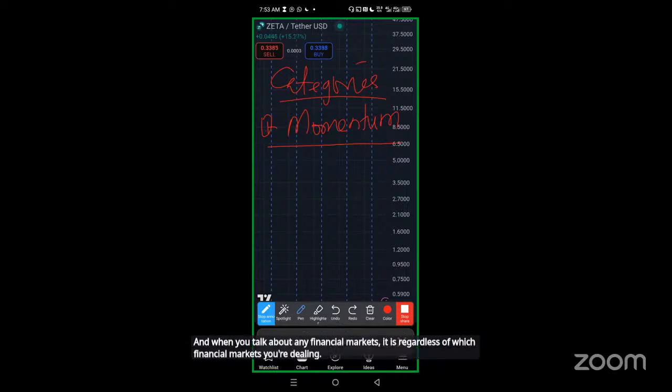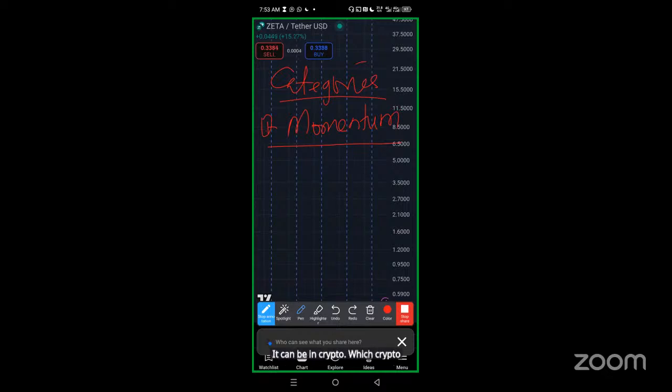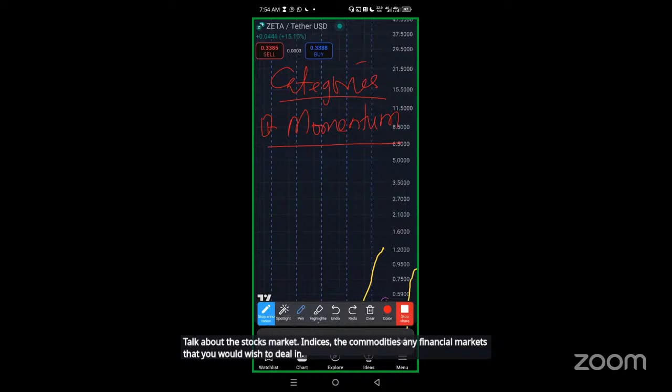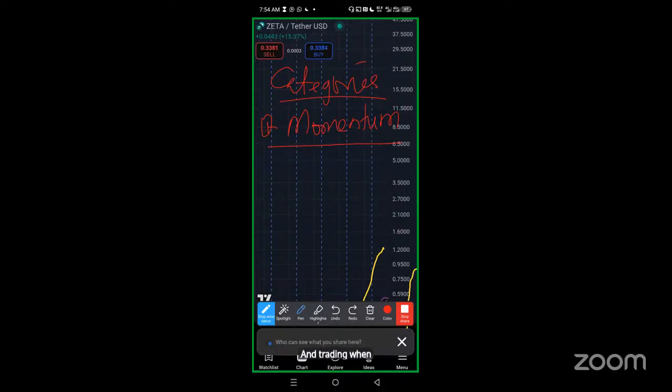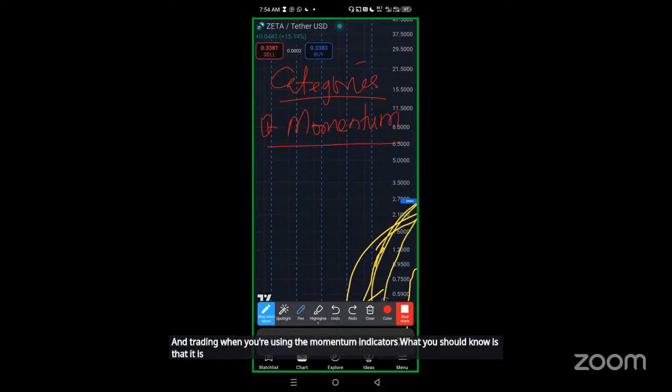It can be in crypto, which can be either in the futures market or in the spot market. You can also be trading Forex. The same indicator applies when you intend to use them. Talk about the stocks market, the indices, the commodities, any financial markets that you would wish to deal in and trade in. When you're using the momentum indicators, what you should know is that it is going to help you measure the speed and strength of price movements.